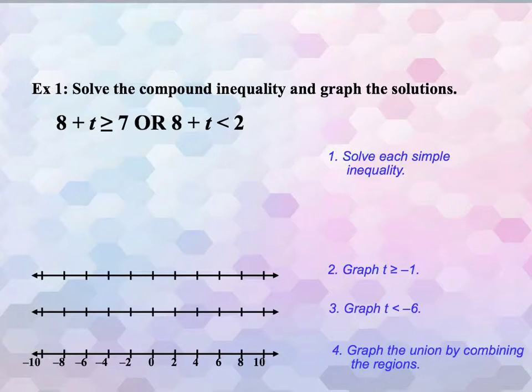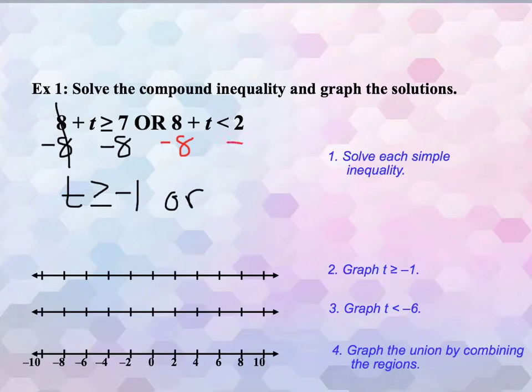So here we're going to subtract 8 from both sides. Notice this is a simple one-step inequality, and we get t is greater than or equal to -1. Or we solve the other inequality in red, subtract 8 from both sides, and we get t is less than -6. And let's go ahead and graph using our separate colors.